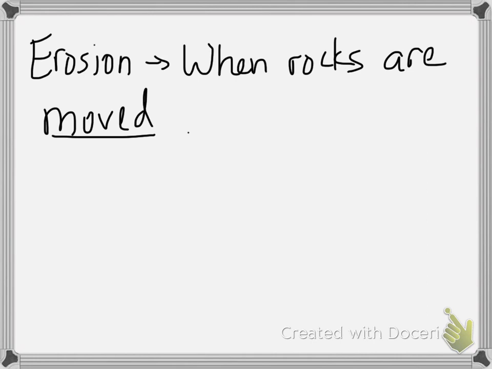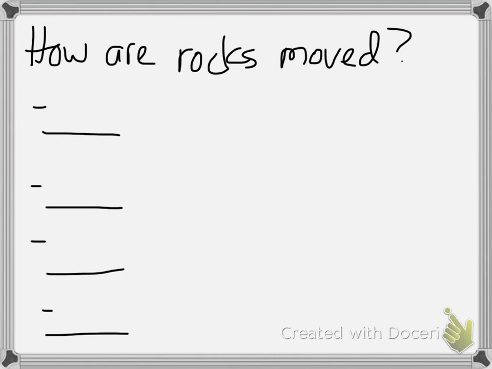So weathering was when rocks are changed. Erosion is when rocks are moved. We talked about in class how this could be kind of confusing, because what we're going to talk about is how they're moved can be by the same force.